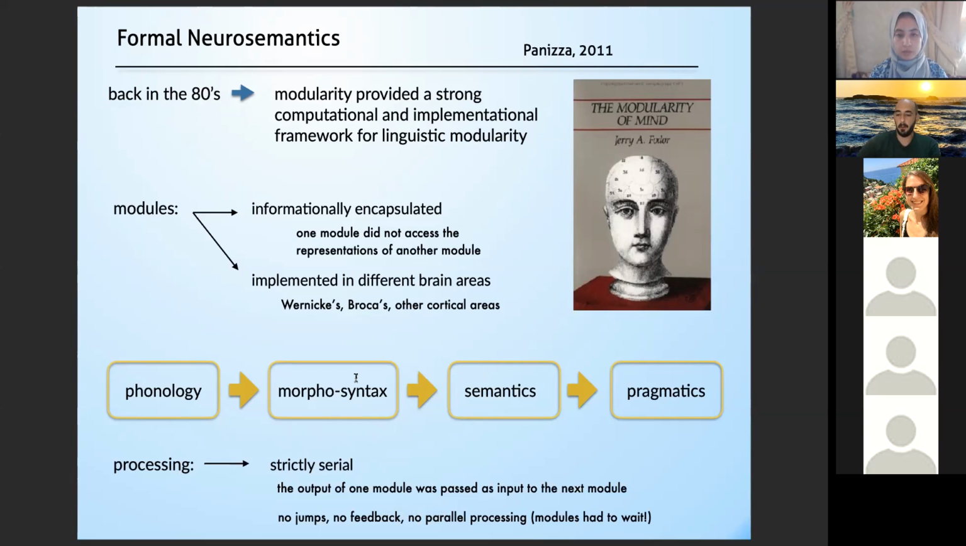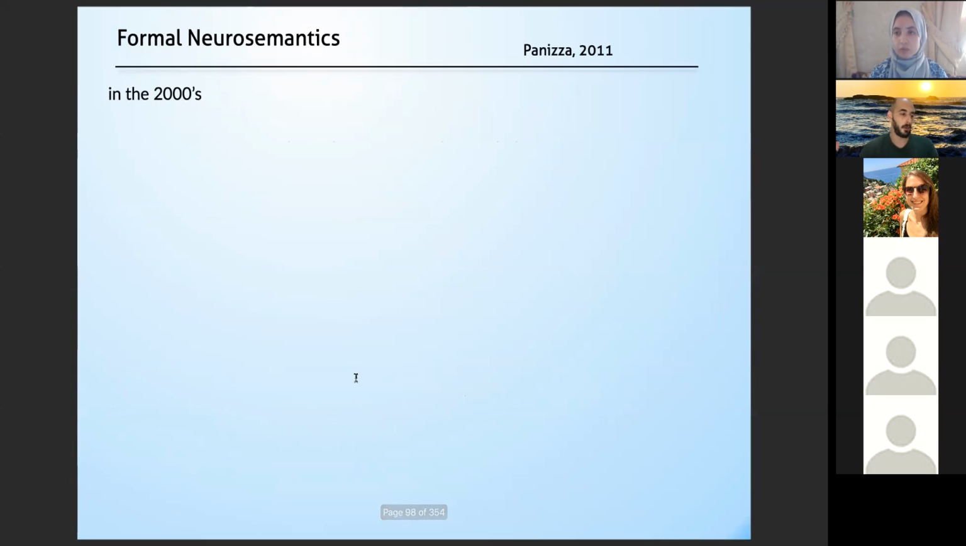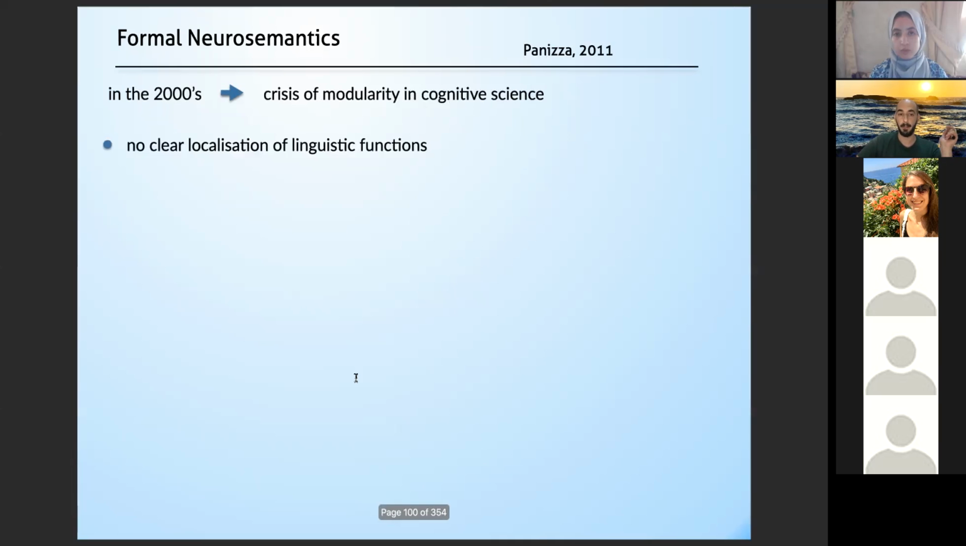Okay, so this was a very influential framework, but it entered a strong crisis, especially in the 90s and zeros. Why? Well, for a lot of reasons, right? And we have seen some of these reasons. For instance, we have seen that there is no clear localization of linguistic functions. A lot of different linguistic functions seem to be processed in a lot of different areas.